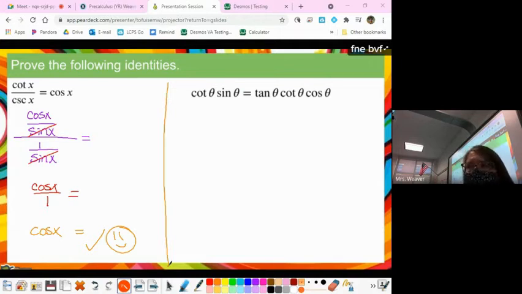Other professors will require you to work backwards, meaning you do a little scratch work where you start working the other side until you can get it equal to the side that you're working.